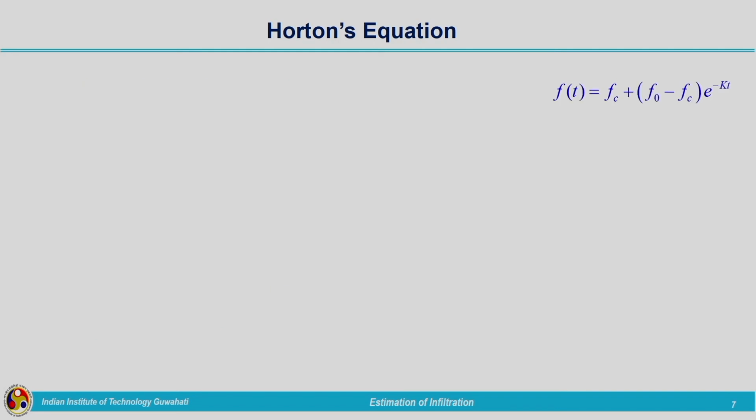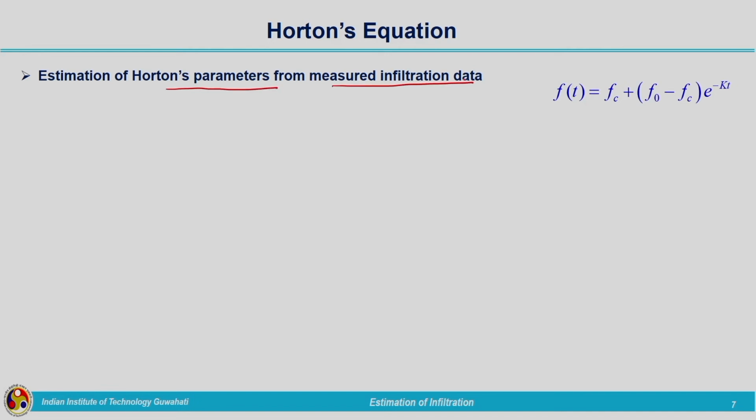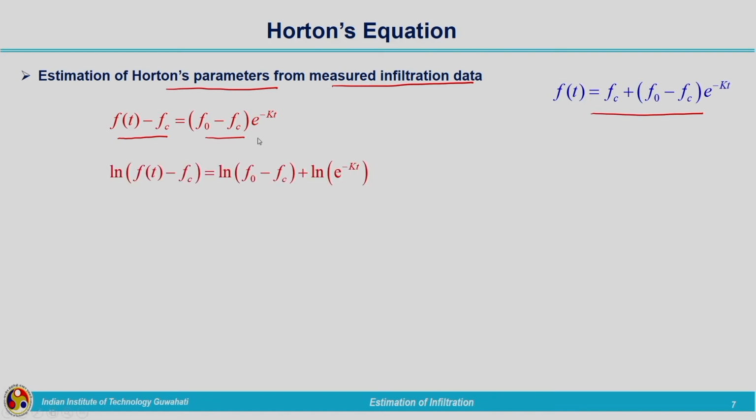Now, let us move on to finding out the Horton's parameters from the measured infiltration data. This is our infiltration rate equation, Horton's equation for infiltration rate. So, here some rearrangements of the terms which are present in the equation will be done. So, we are writing f t minus f c is equal to f naught minus f c e to the power of minus k t. After that, we will be taking logarithm, natural logarithm. So, ln f of t minus f of c is equal to ln f naught minus f c plus ln e to the power of minus k t, since ln a b is ln a plus ln b.